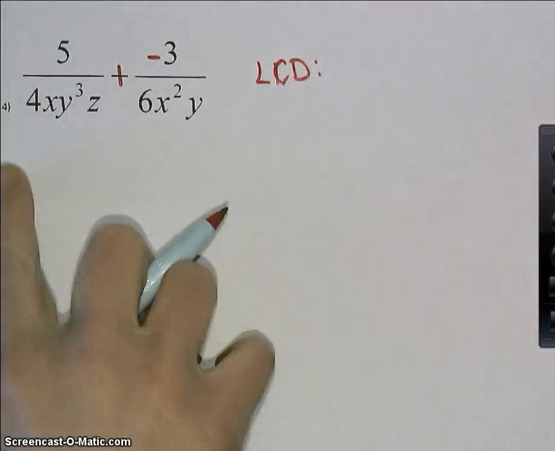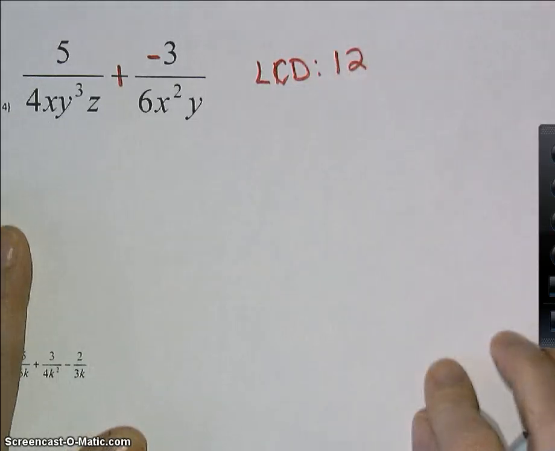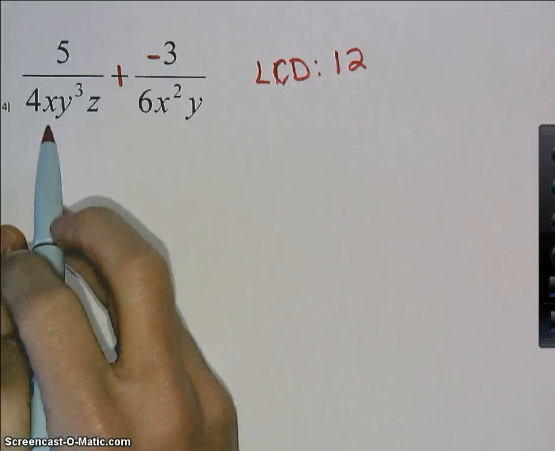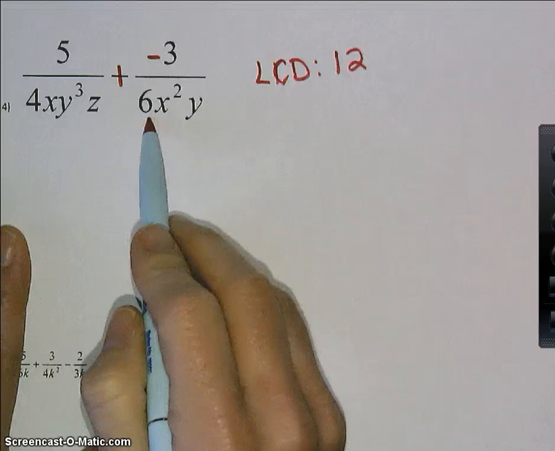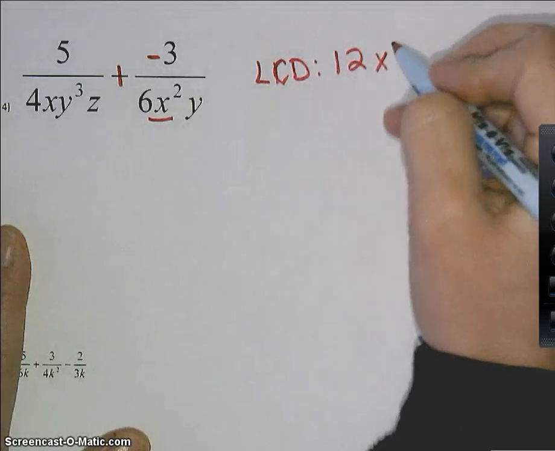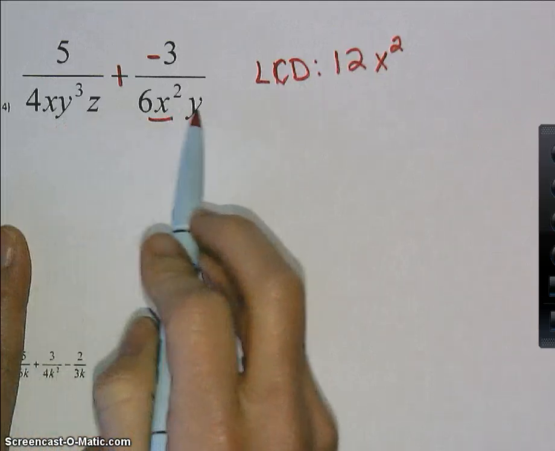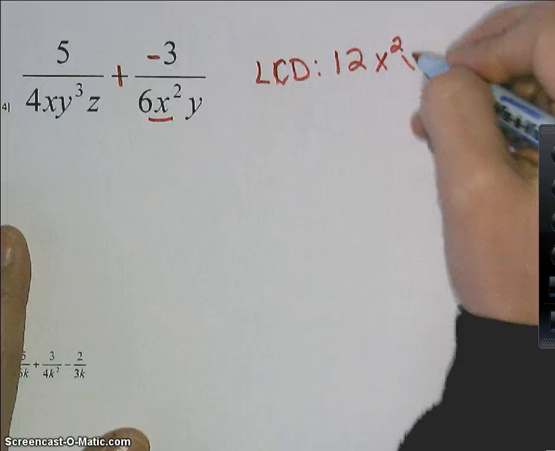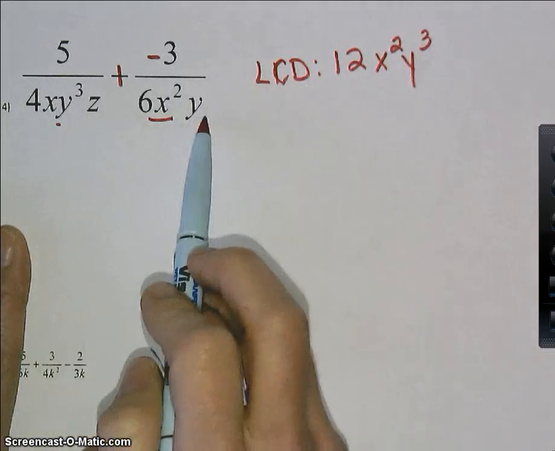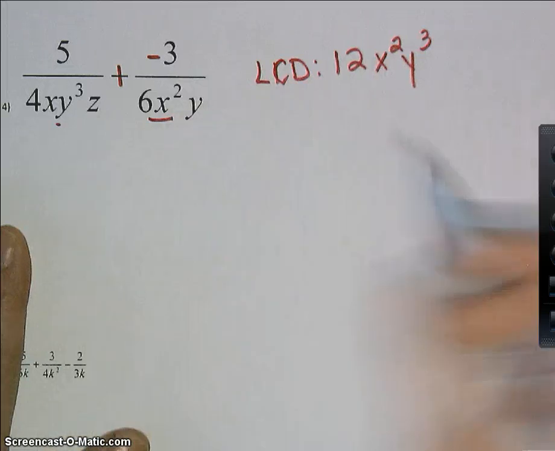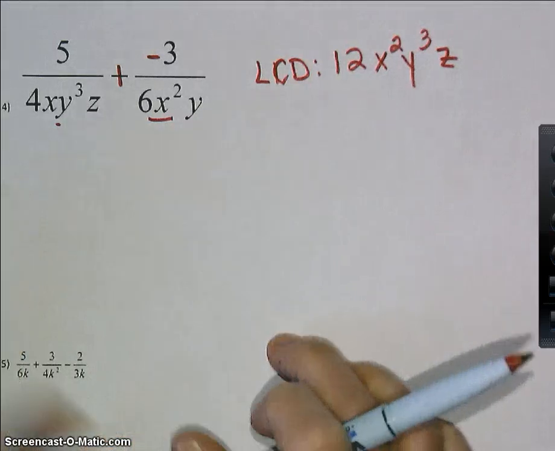Okay, so looking at 4 and 6, your LCD between those two numbers is 12. And then you have to look at each variable and take the biggest variable. So I have x and x squared. Well, x squared is certainly bigger, so I'm going to take x squared. And then I have y to the third and y. I'm going to take y to the third because that's bigger than just plain old y. And then z and nothing, well, one z is more than no z's, so I need to also include a z in my LCD. So now we go through that same process.